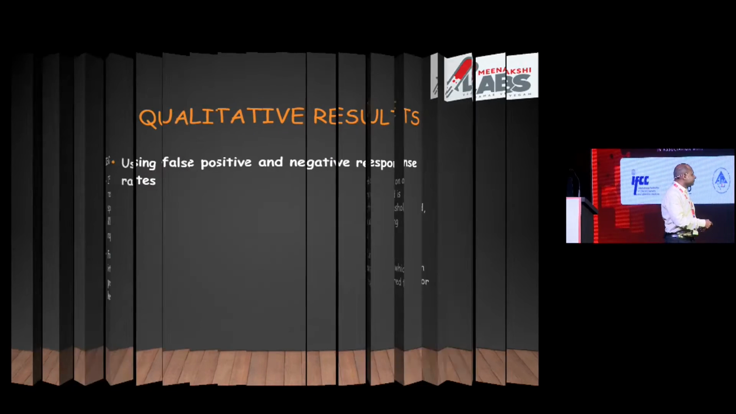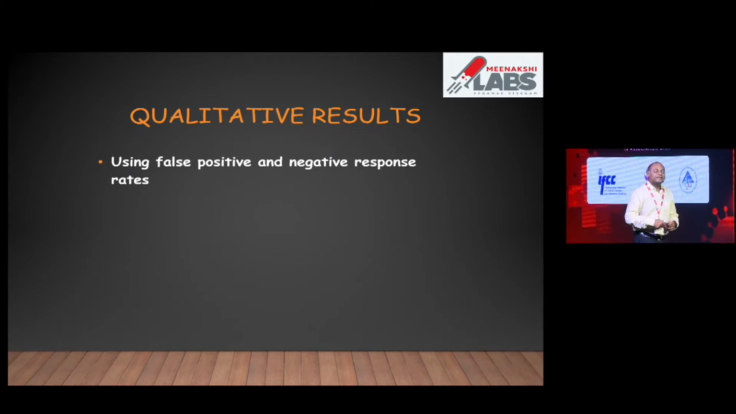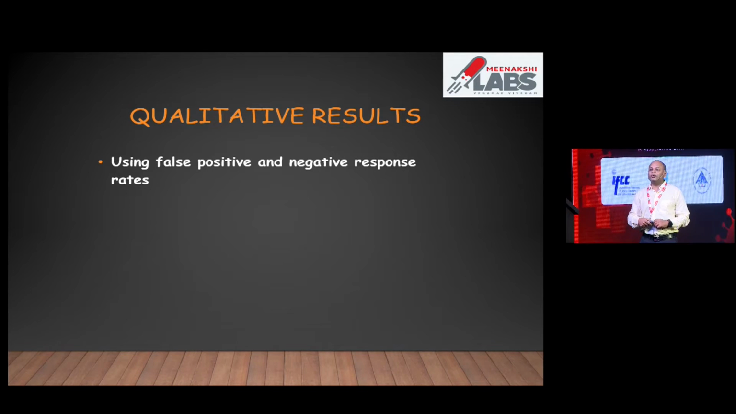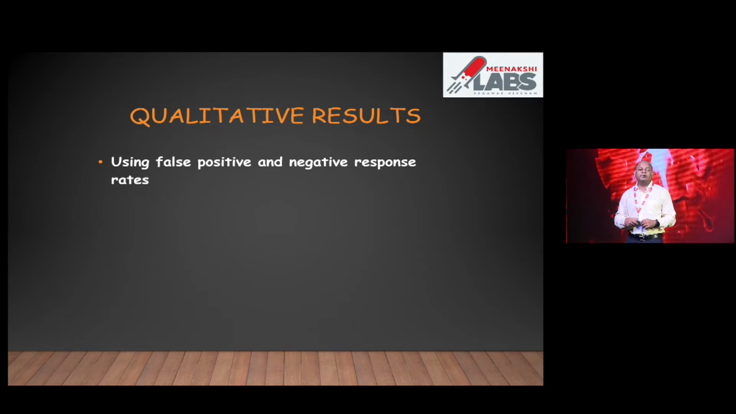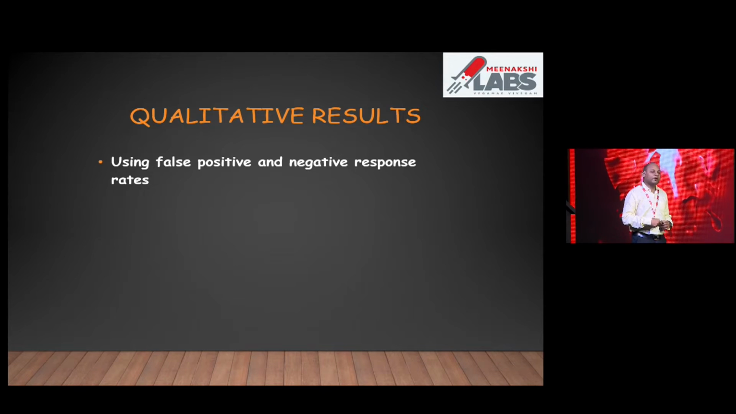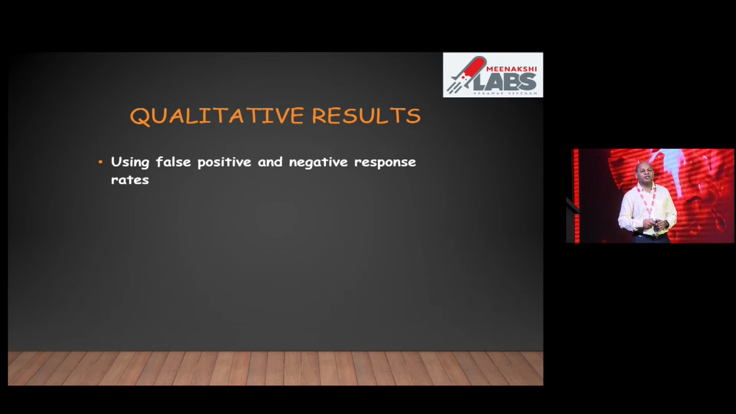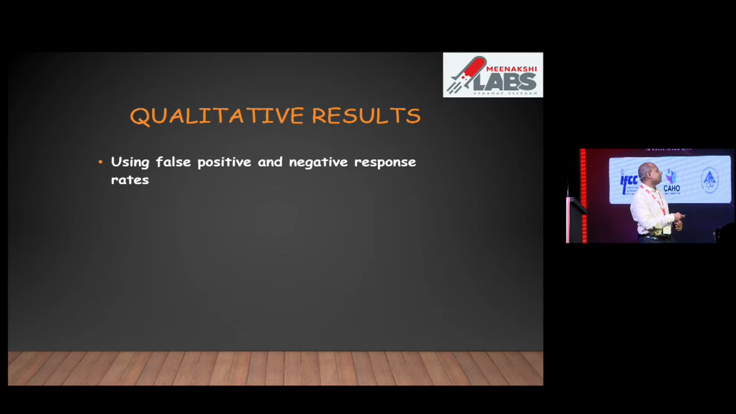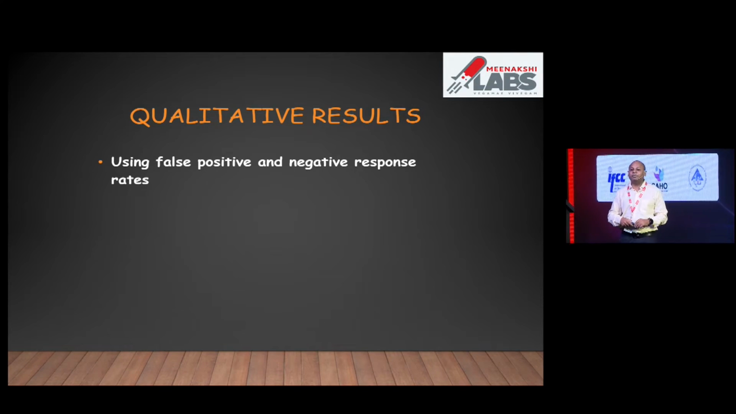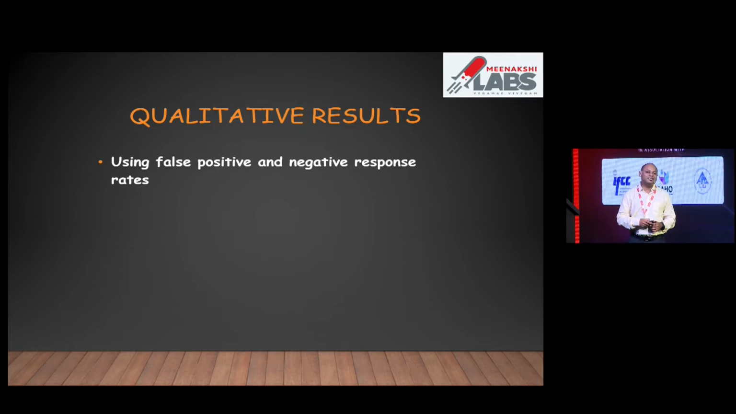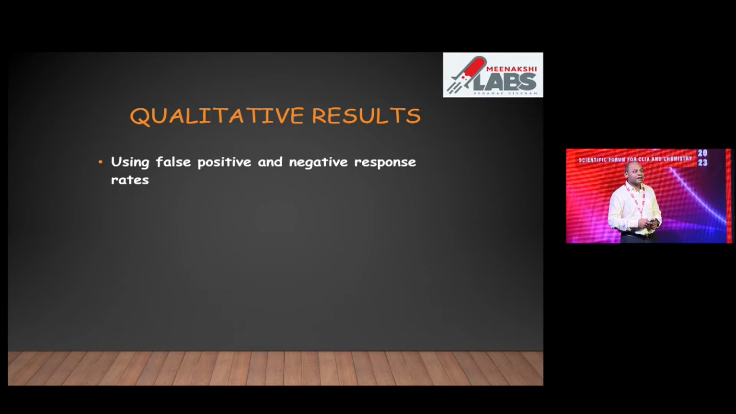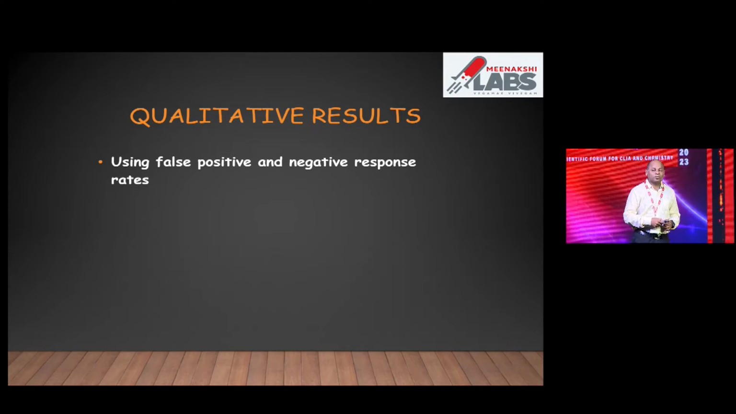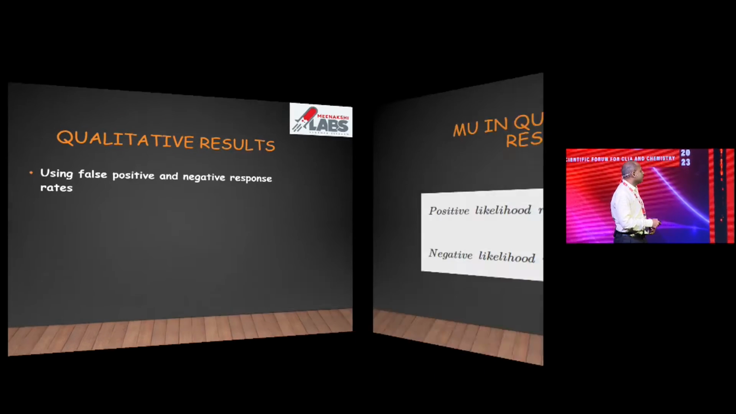Now, there are certain tests where you will get a qualitative output and there will be no intermediate quantitative data either. Then how to calculate measurement uncertainty for those tests? So here, using the false positive and false negative response rates of your laboratory and the prevalence of those diseases in your area, you have to calculate the measurement uncertainty of those qualitative tests.